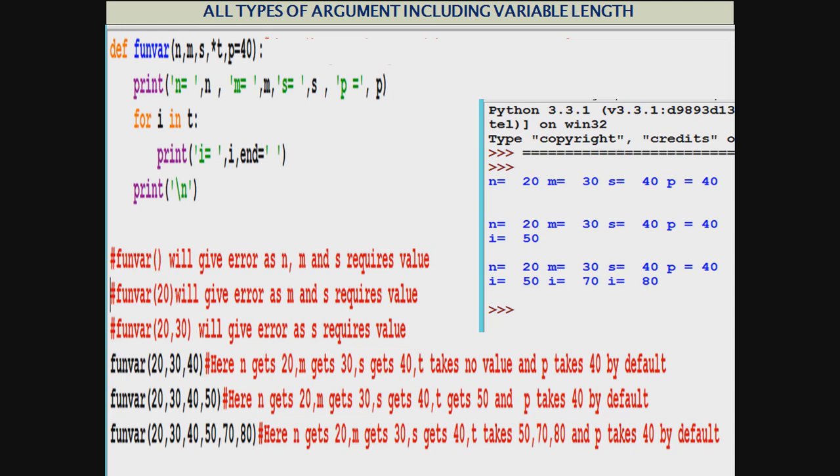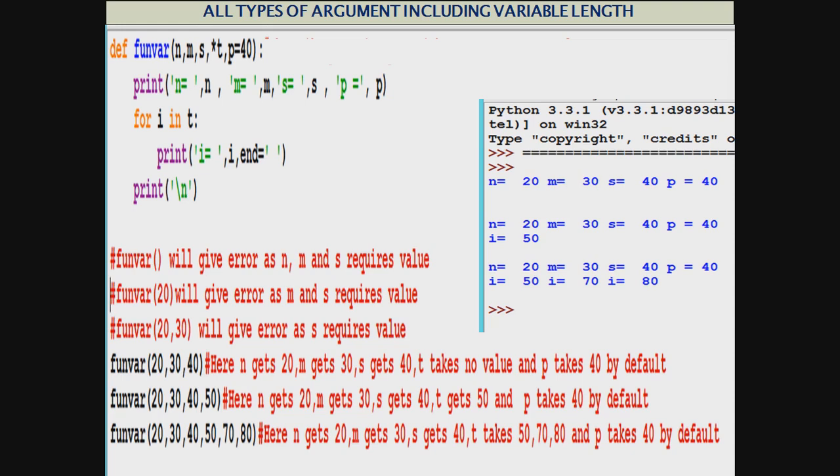Now again, funvar with no value, funvar with 20, funvar with 20 and 30, they are not going to work. When you give funvar with 20, 30, 40, n is going to take 20, m is going to take 30 and s is going to take 40. T is not going to take anything and p is to work with 40. So understood, students, how it works?